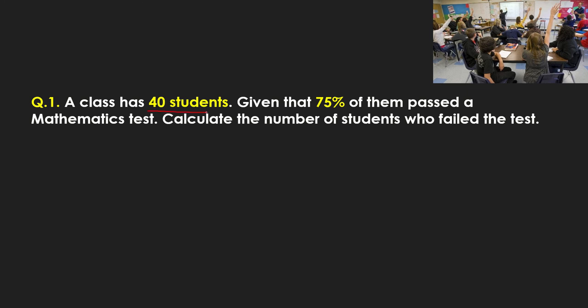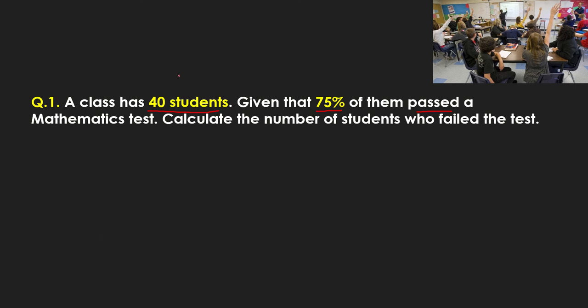A class has 40 students. Given that 75% of them passed a mathematics test, calculate the number of students who failed the test. Pause the video and try to figure it out. If not, I'm here to help you.